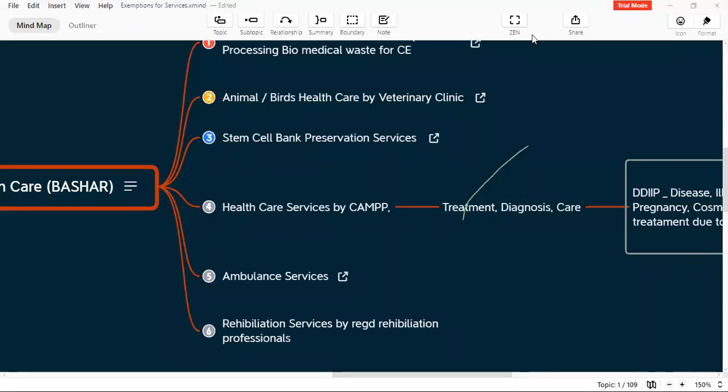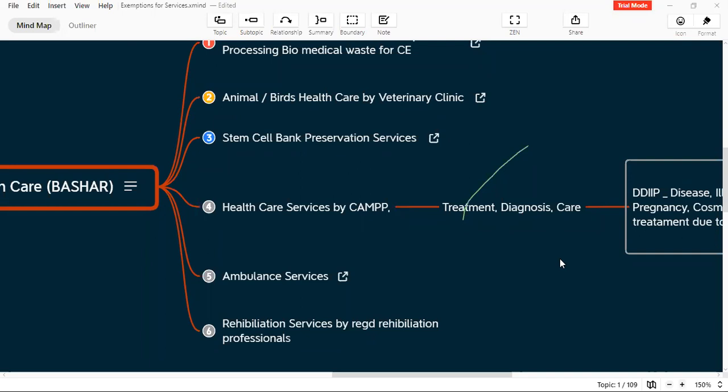So these are the recognized systems of medicines for which the government has given an exemption. So healthcare services, which is all these things, treatment, diagnosis, care, by authorized medical practitioner. CAMP represents C is clinical establishment, authorized medical practitioner, and paramedics in these recognized systems of medicine are exempt from GST. Okay.